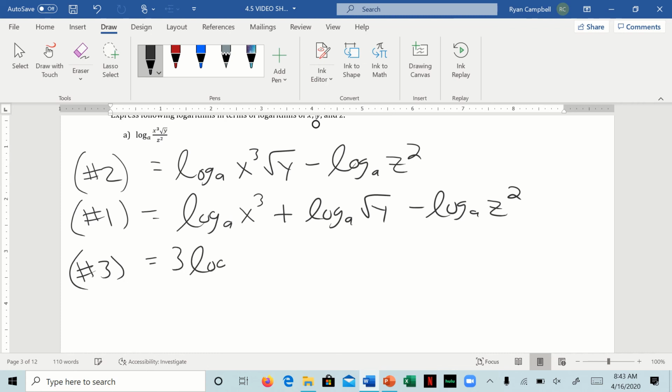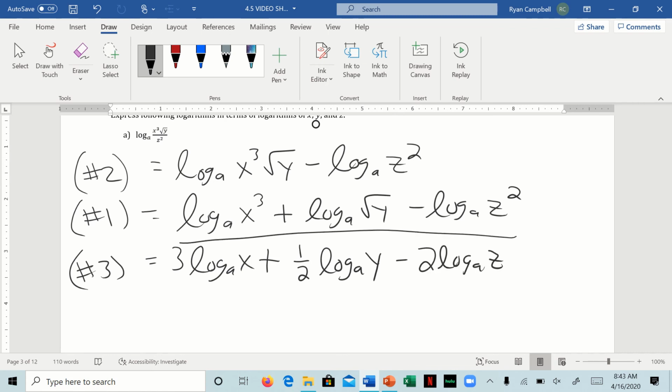So it's 3 log base a of x plus. If you have a root, if it's a square root, what power is this being raised to? Hopefully you remember that this is a 1/2, right? So you can bring a 1/2 out front. And then of course you can bring the 2 out front. So this is now in terms of logarithm of x, log of y, and log of z.